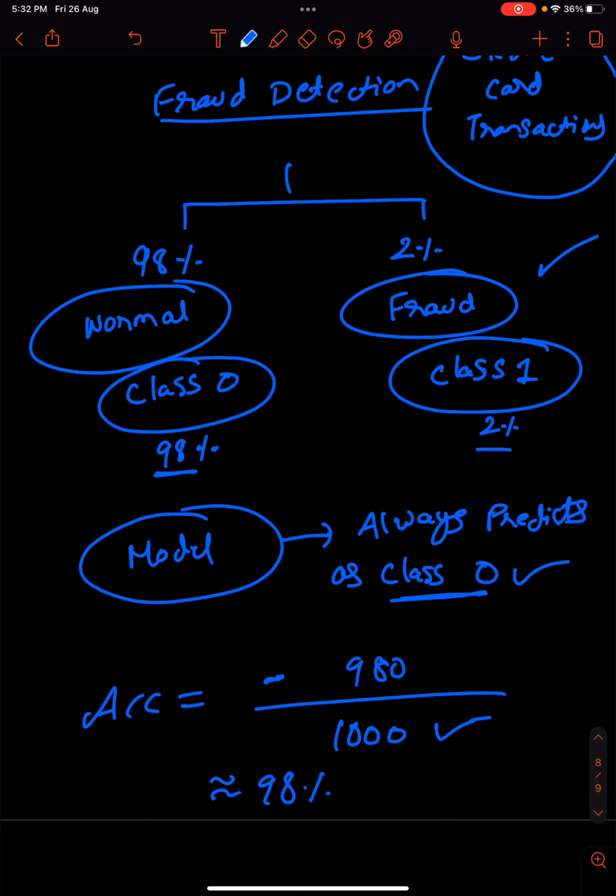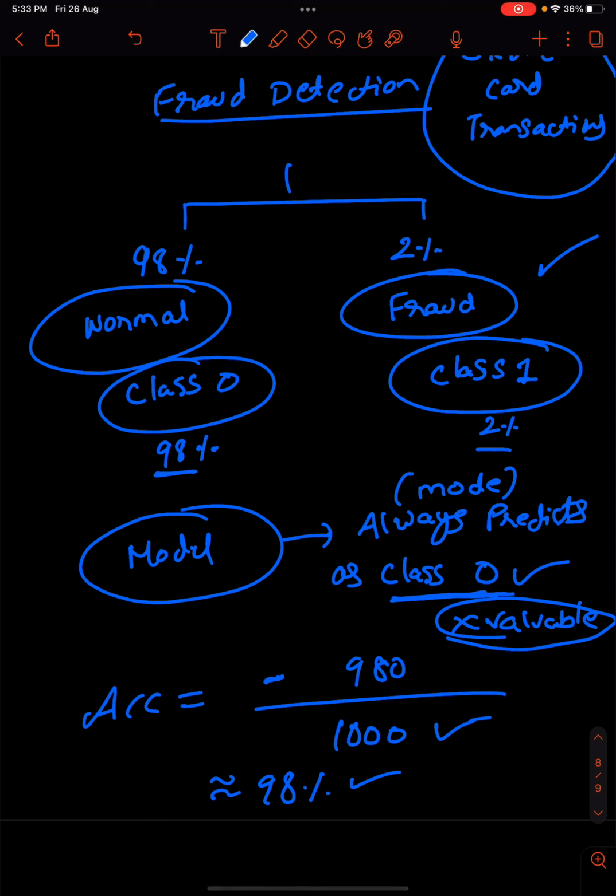But is this good? Yes, I have a very great accuracy, but actually it's not good, because I can't even call it a model, since all the predictions are made as class 0. It's not a valuable model. This is simply the mode. In statistics we have mean, median, mode. It's just a mode model. It's not any complicated machine learning model which is predicting both class 0 and class 1. I need some predictions of class 1 also, right? Only then can I call it a model.